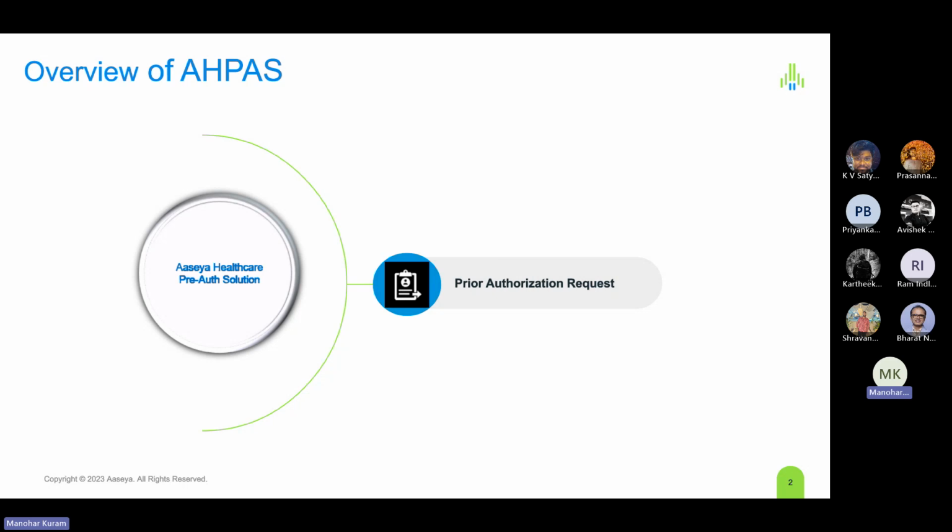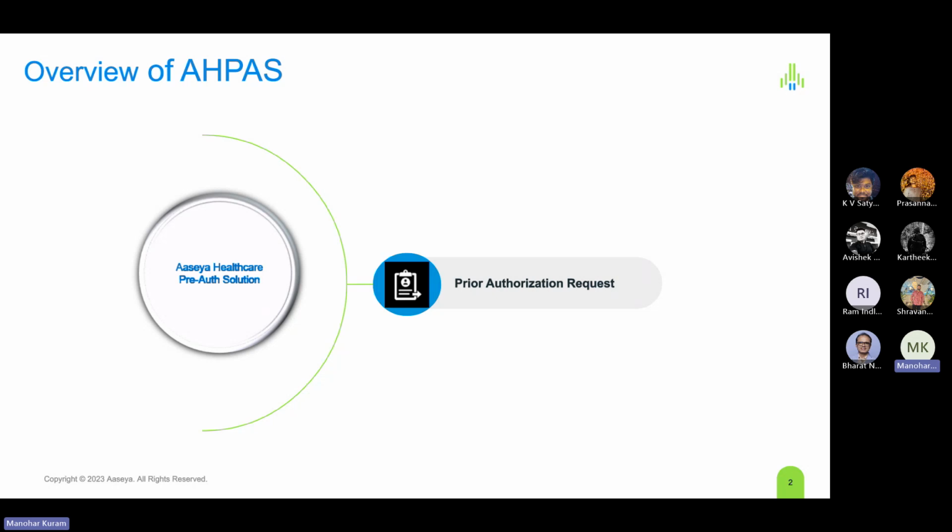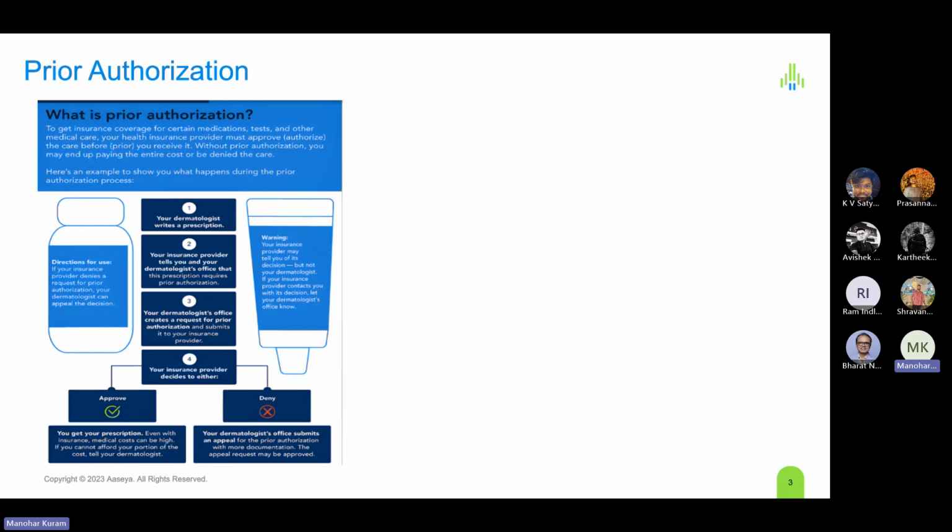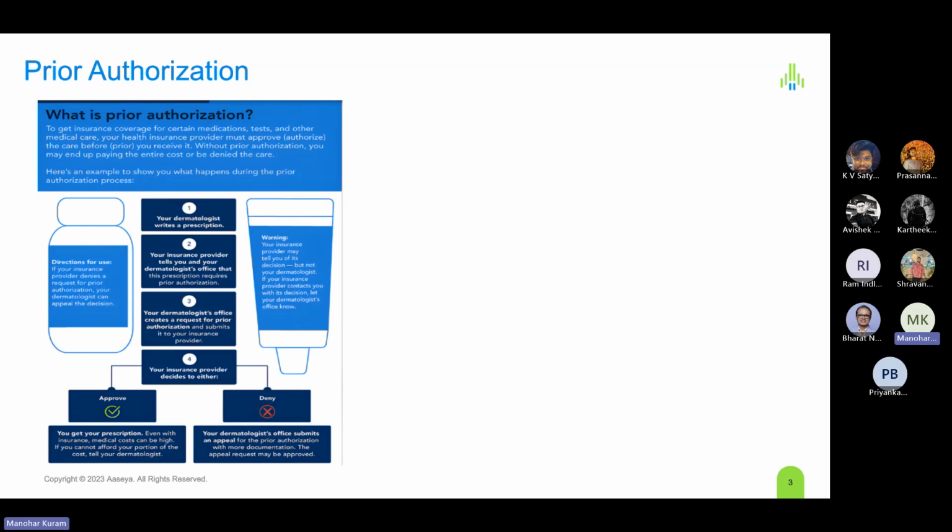On a high level, what we have done is we have created a use case for a prior authorization request. Now, what is prior authorization? To get insurance coverage for certain medications, tests, and other medical care, your health insurance provider must approve, that is, authorize the care before you receive it. This is the understanding of prior authorization. Without prior authorization, you may end up paying the entire cost or be denied the care.